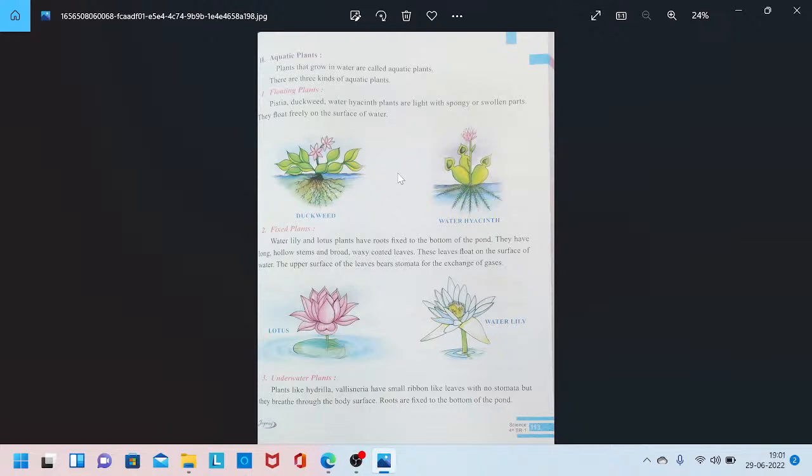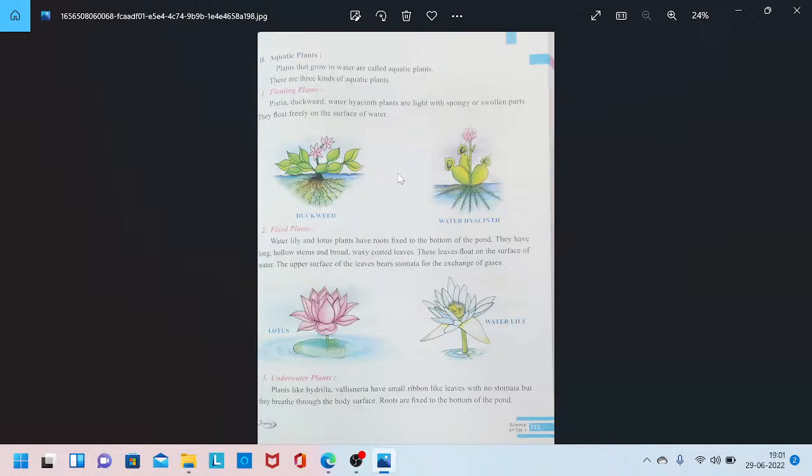Fixed plants, we also see them in the villages. What are these? Water lily and lotus plants have roots fixed to the bottom of the pond. So we see them in the small ponds in the villages, right? They have a long, slender stem and broad, waxy coated leaves. These leaves float on the surface of the water. The upper surface of the leaves bears stomata for exchange of gases.